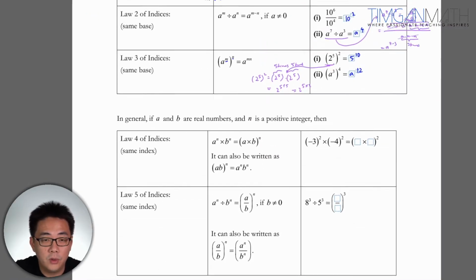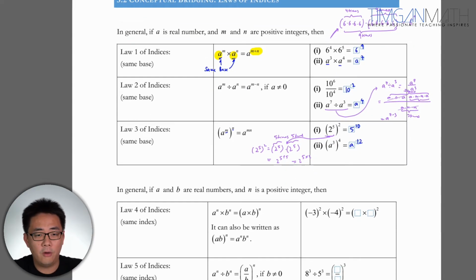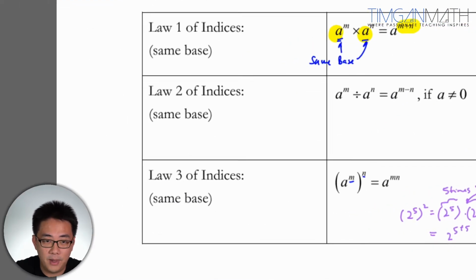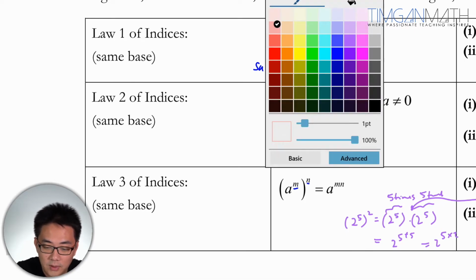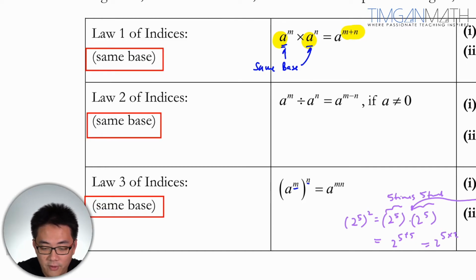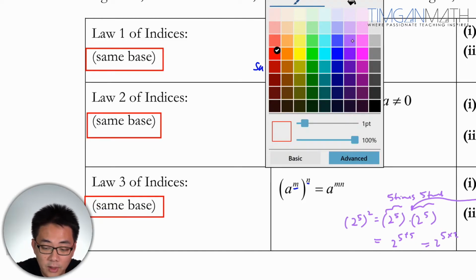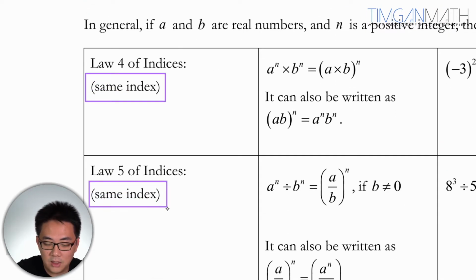After which we're going to look at law 4 and 5. Now, laws 1 to 3 are of the same base, meaning to say you are looking at the same base. This is important. It has to be the same base. After which we will look at law 4 and 5, which are the same index but different base. Just take note of that.